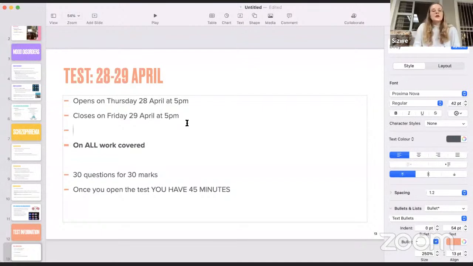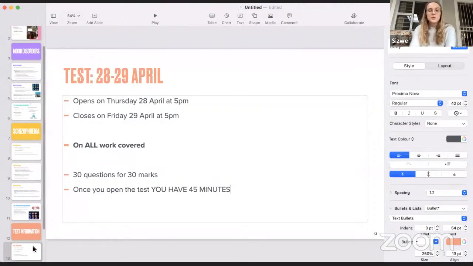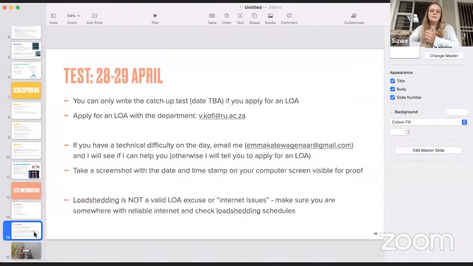The test is going to be on all work covered, 30 questions, 30 marks. Once you open the test, you have 45 minutes. Someone said you had 1 hour last time to do the test. I'm going to double check that because on Mr. Zondor's old test for BioPsych previously, it said 45 minutes. If class rep can confirm that with me, I will change it to an hour. But as far as I'm aware, it's supposed to be 45 minutes. That's what we got. So, okay.